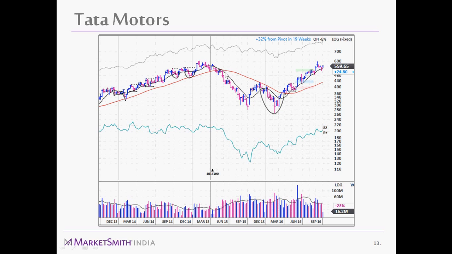And finally, the 50 DMA breaks below the 200 DMA. When this happens, essentially what's happening is the short-term trend of the stock, that is the 50 DMA, is trending below the long-term trend of the stock, implying huge pressure here. So this kind of a crossover is known as the death cross. This is a very bearish signal. You can see that once the death cross happens, the stock is coming under severe pressure.